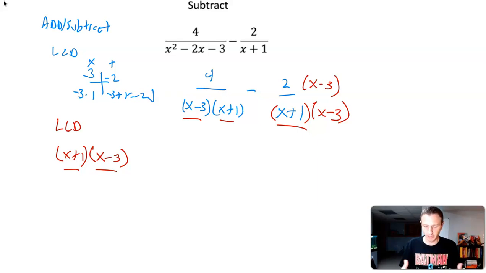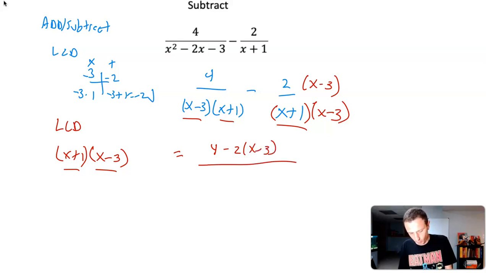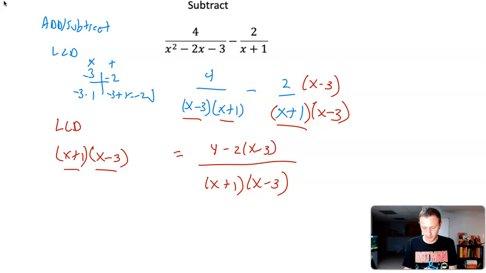You can slow down a little bit and really write this out more. But I'm going to write down the next line. Just, why not? If you don't want to see this, you can fast forward through it. I'm going to write this down as 4 minus 2 times x minus 3, over our LCD of x plus 1 times x minus 3. And you don't need to show that line. If you were in my classroom doing an exam, and you went from this step right here, showed me this, and then got down to the next line, I'd be okay with that.